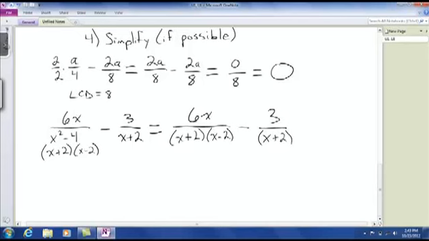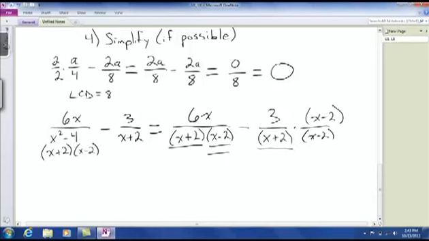Well, what I notice is I've got an x plus 2 here and an x plus 2 here. So this should be pretty easy. All I need to add to the right fraction is this x minus 2. If I had an x minus 2 in the denominator, then they would be the same. So that's what I'm going to do. I'm going to multiply by x minus 2, and if I do it on the bottom, I've got to do it on the top. We'll put a little multiplication dot in there.